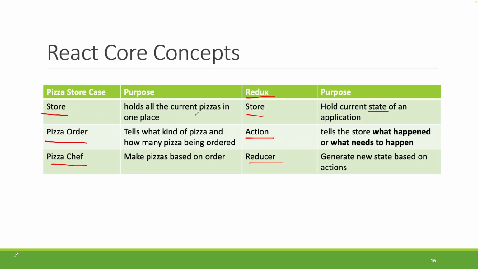Like the store will hold the pizza, the store in Redux will hold the state, which is data. The pizza order will tell what kind of pizza and how many pizzas. The action will tell what is going to happen to the state. What do you want to change in the state? And the pizza chef will make a pizza. The reducer will generate the new state based on the action.